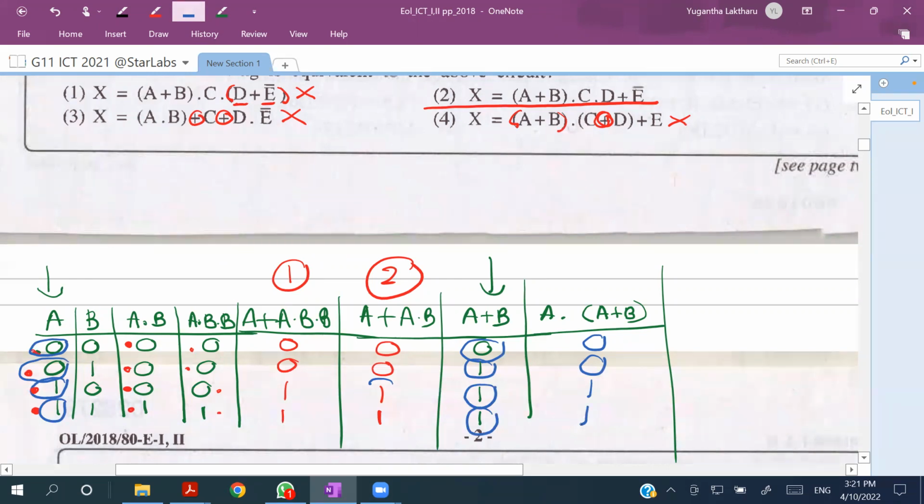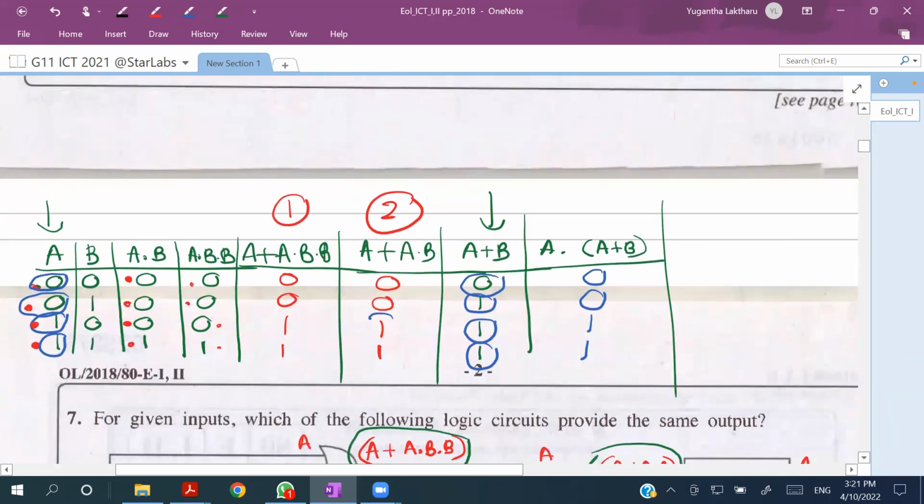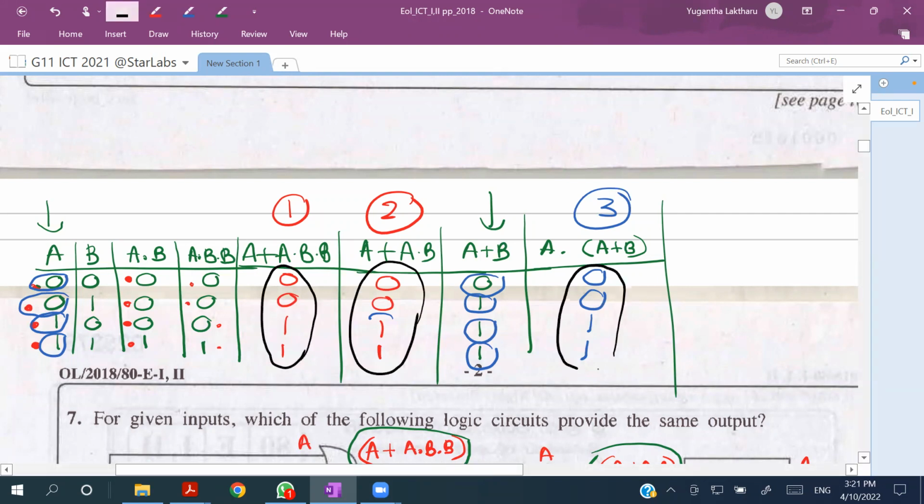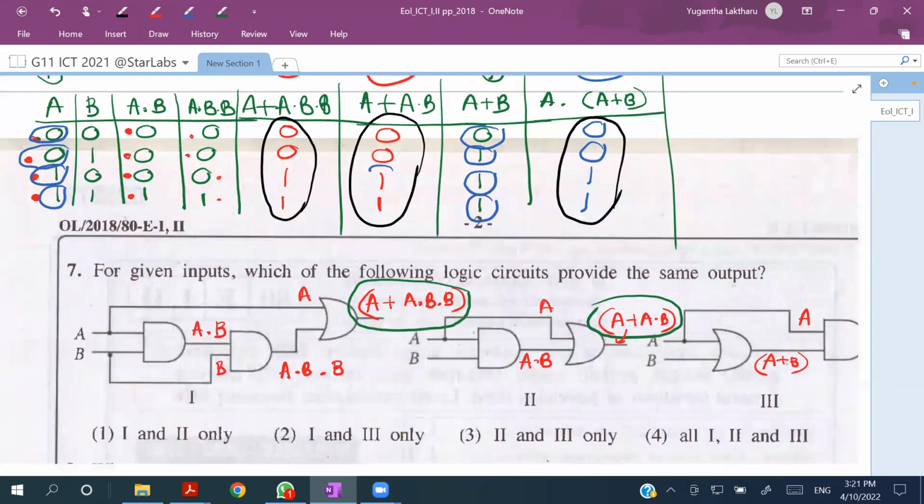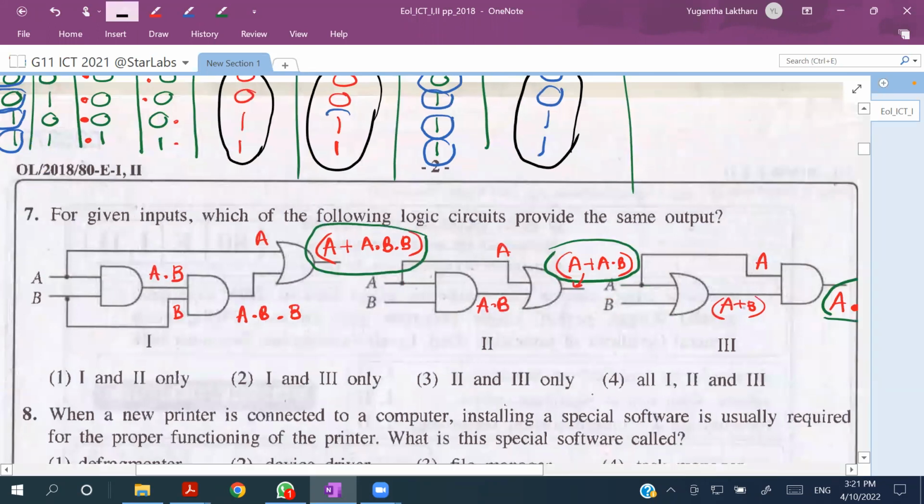Right? So now you can see everything is going to give you the same answer, the same pattern, right? Can you recognize that? Here, here, and over here. Those are the three outputs we had from these circuits. So everything is correct. So the answer is going to be the fourth one. Yes, is that clear, everyone?